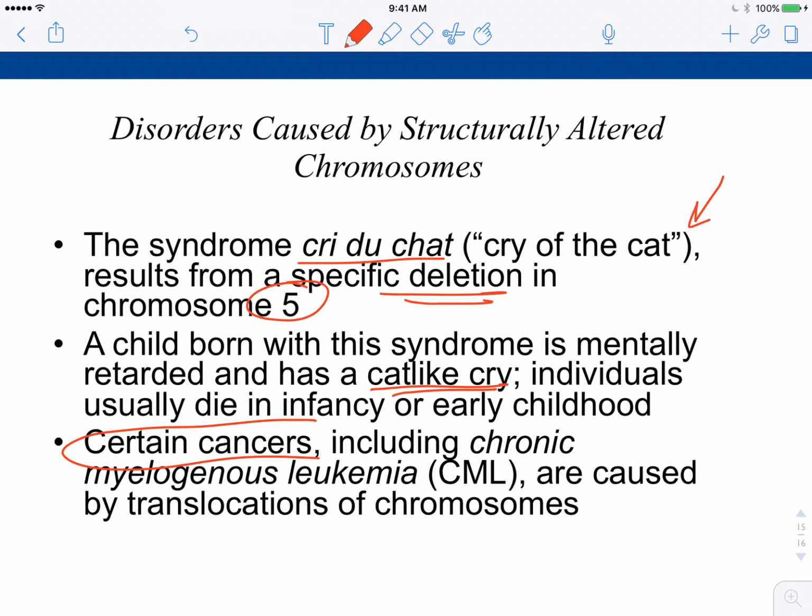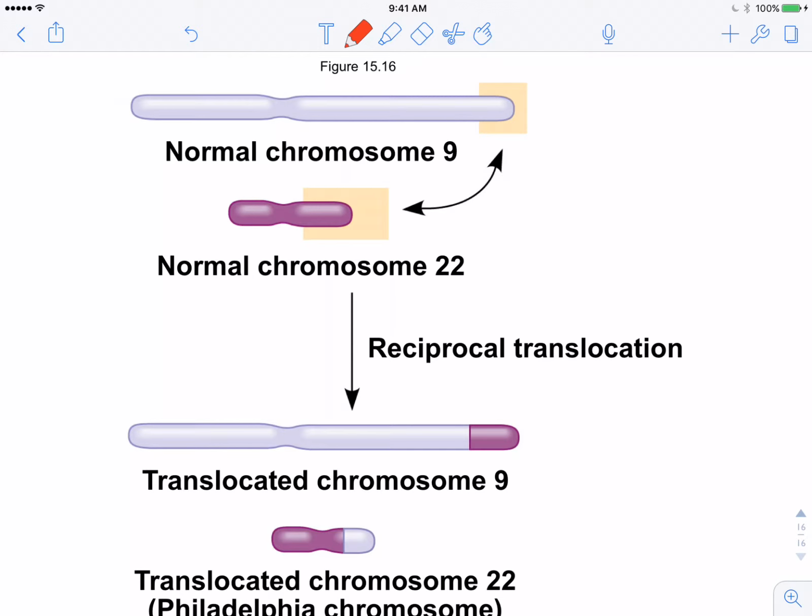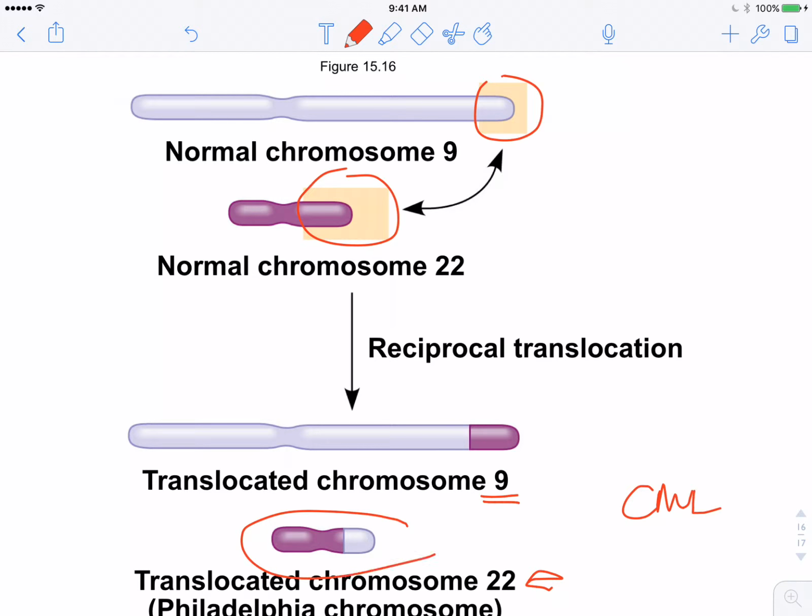There are some cancers, like chronic myelogenous leukemia, that are caused by a translocation. If you look at this, this is the CML translocation. Again, the end of chromosome 9 and the end of chromosome 22 switch places. And you get a translocated chromosome 9 and a translocated chromosome 22, and it's the chromosome 22 that is the problem that causes the leukemia.